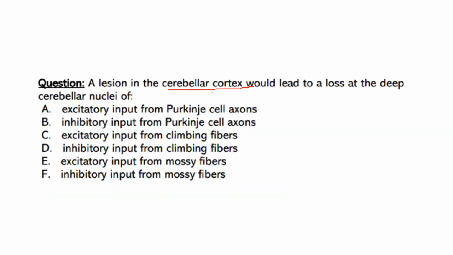So a lesion of the cerebellar cortex would lead to a loss at the deep cerebellar nuclei of... So for this question, you can almost immediately eliminate answer A, as well as D and F. Okay, seeing as Purkinje cells are inhibitory, climbing fibers are excitatory, and so are mossy fibers. And so that leaves B, C, and E.